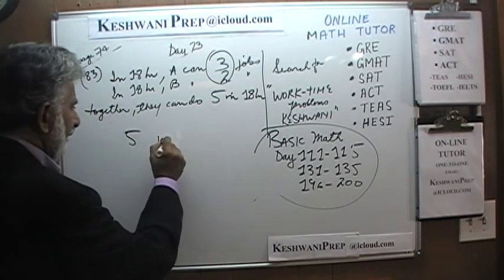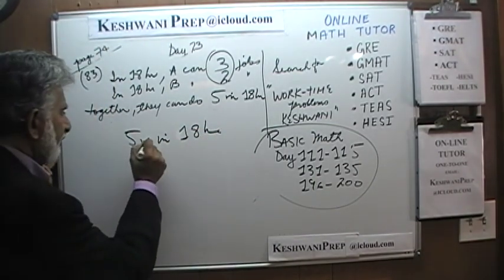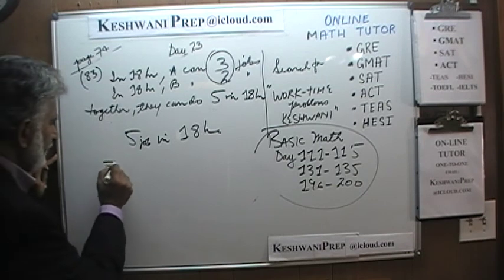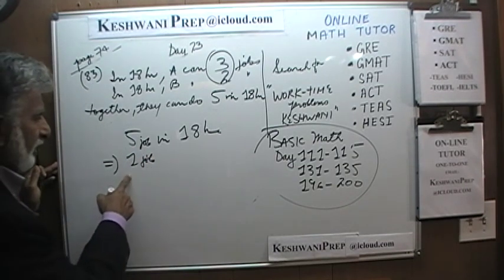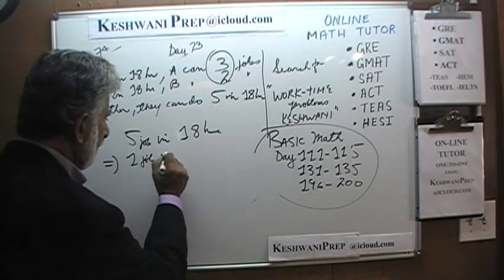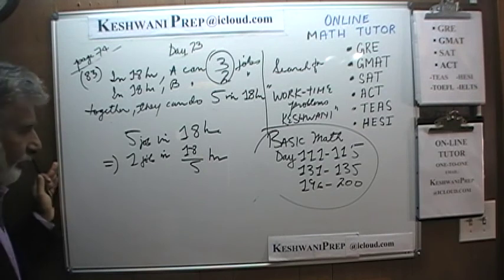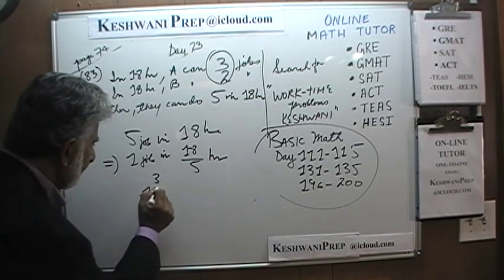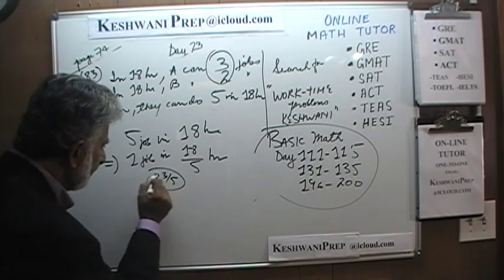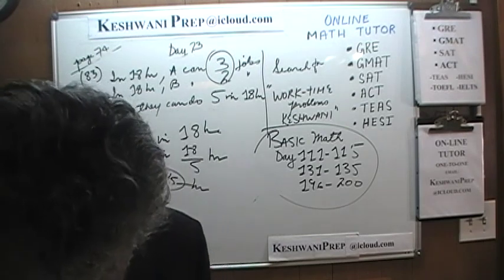If they do 5 jobs in 18 hours, we don't want them to do 5 jobs. We just want them to do 1 job. If they do 5 jobs in 18 hours, they should be able to do 1 job in 18 over 5 hours. If you divide by 5, it is 3 with a remainder of 3, 3 and 3 fifths. 3 and 3 fifths hours is the answer.